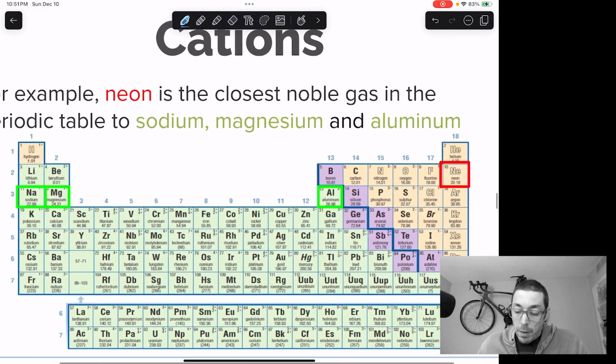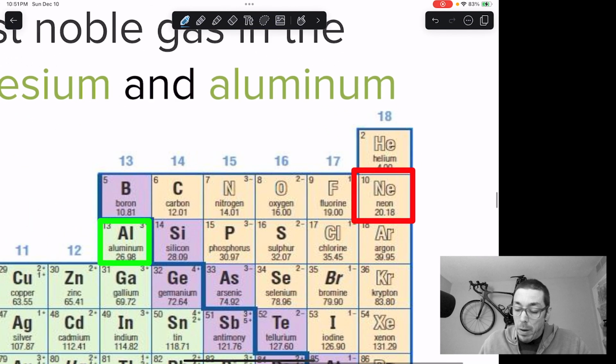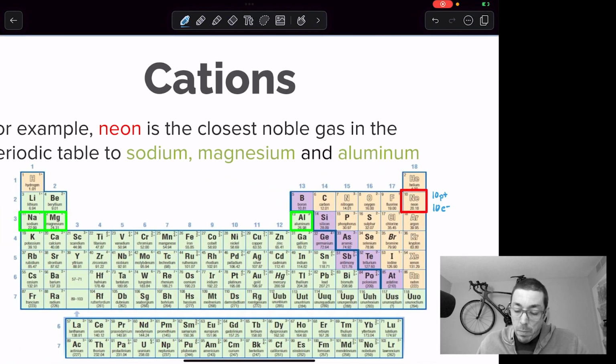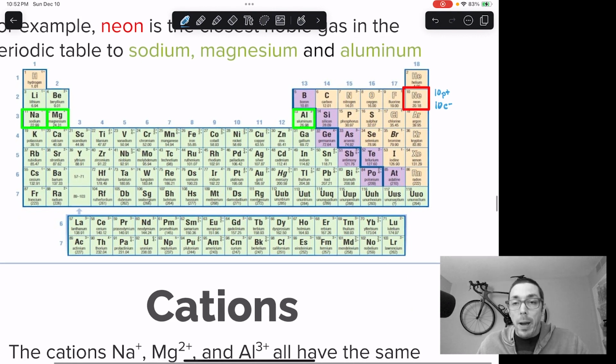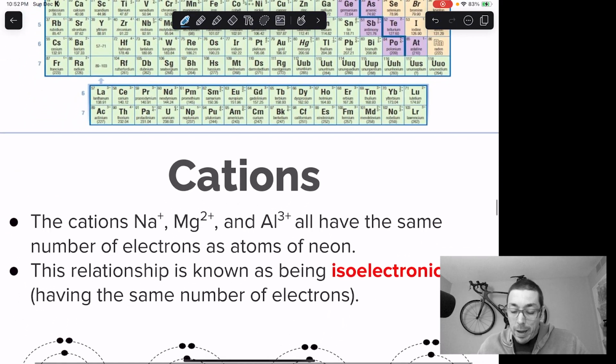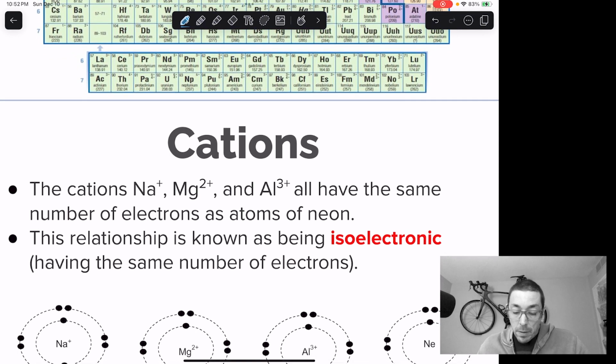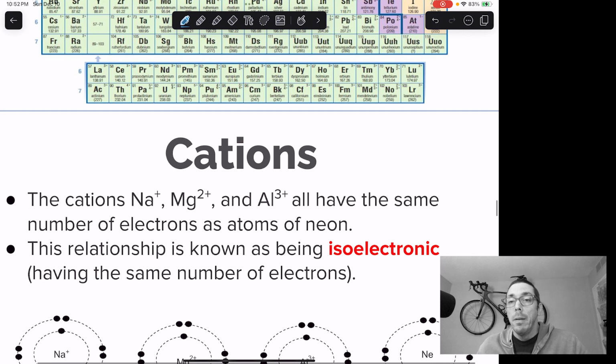So you should be able to tell me how many electrons neon has. If its atomic number is 10, it has 10 protons, and it has 10 electrons, right? So sodium, magnesium, and aluminum, if they create ions, we know that they lose electrons, so they're going to become positive, and the charge they get depends on how many electrons they lose. Sodium, we already saw, loses 1 because it has only 1 in its valence shell; it's in group 1.